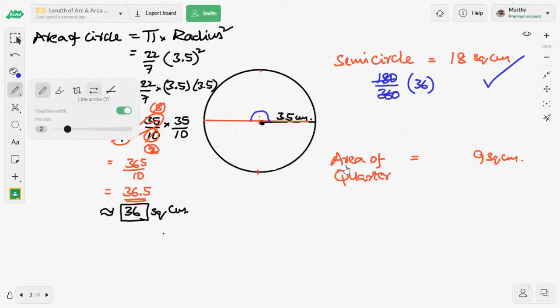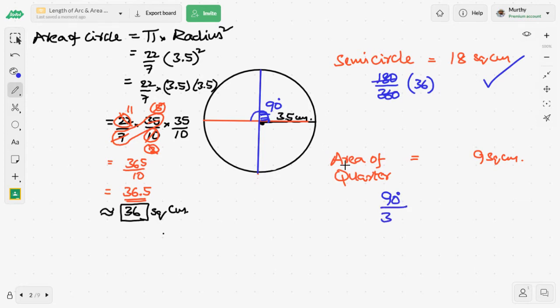Now, if I make this one into four parts or four slices, each slice here, the central angle will be 90 degrees, L shape, right? Now, if I take 90 degrees over the total angle 360 degrees times the area of circle, which is taken from here as 36. So 90 over 360, you may make use of a calculator, you'll end up with 1/4. So what is 1/4 of 36? That's giving me 9 square centimeters.